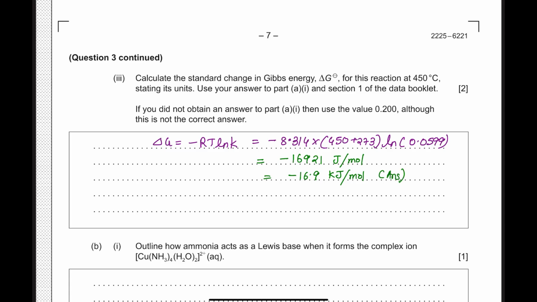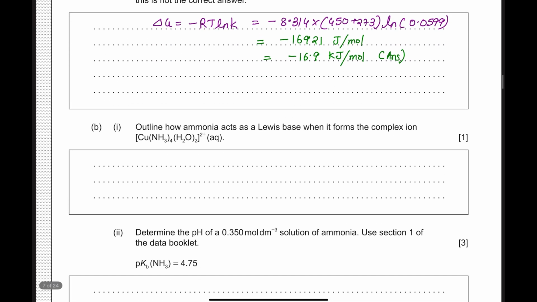Next, we have to outline how ammonia acts as a Lewis base when it forms the complex ion [Cu(NH3)4(H2O)2]2+. It forms a coordinate covalent bond with the central metal copper, or with Cu2+, right? In a coordinate covalent bond, both the electrons come from nitrogen. So we can say ammonia donates electrons to the Cu2+ ion. That's why it acts as a Lewis base.